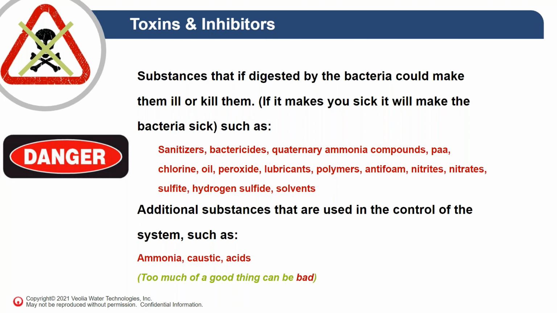You need to add caustic a lot of times to adjust the pH in the reactors. But if you have too much, if you have a caustic spill, if you're using caustic in your CIP and you have a spill or you use a lot of it, you could cause the pH in the reactor to be much higher than is allowable or good for the bacteria. So too much of a good thing can be bad too. You have to be aware of that.